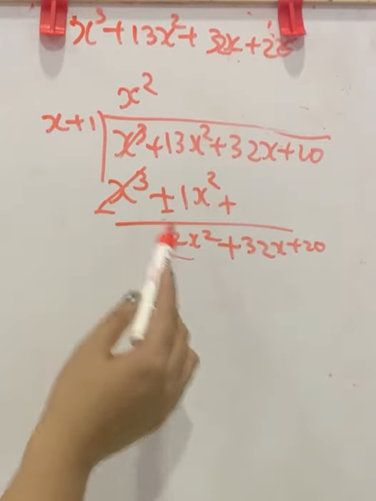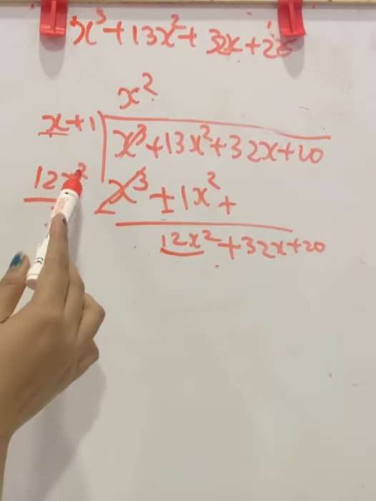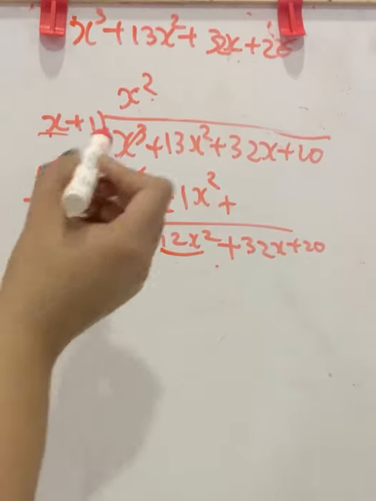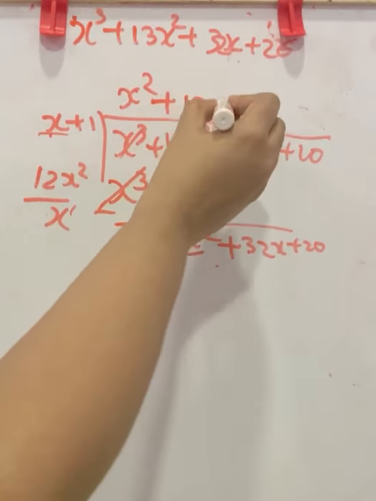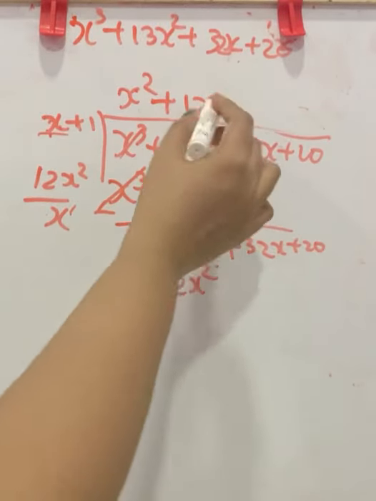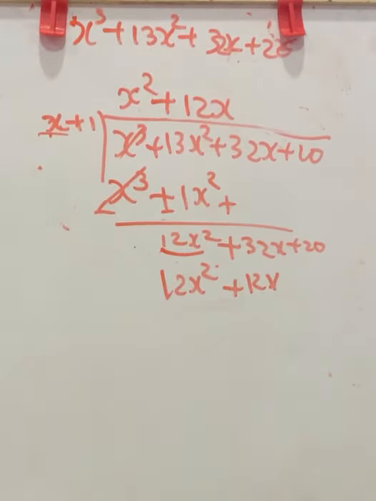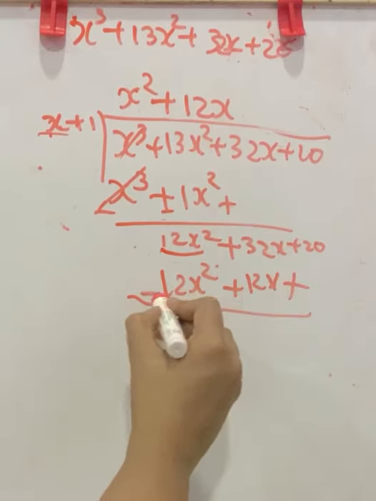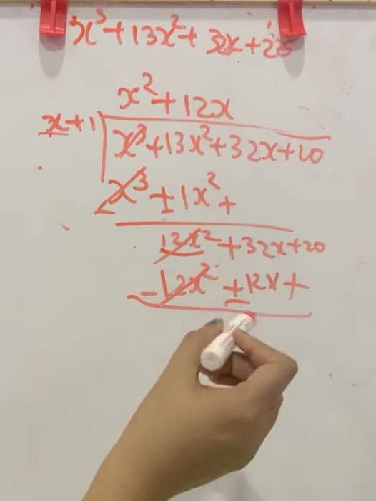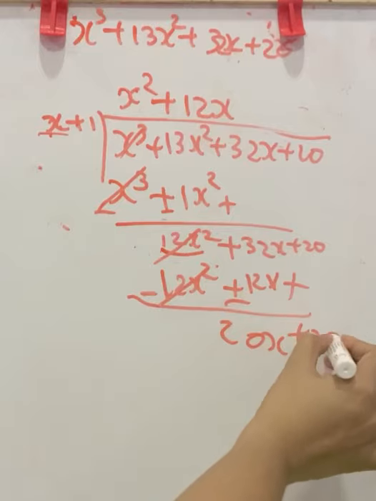Now 12x square by x, you will get this term here. x raised to 2 minus 1, that is x raised to 1. 12 is here. So plus 12 x raised to 1 means x. Now 12x into x, 12x square. 12x into plus 1, plus 12x. Subtraction, make it addition, change the signs. This will get cancelled because additive inverse. Plus 32 and minus 12, you will get 20x. Now carry down this plus 20 here.